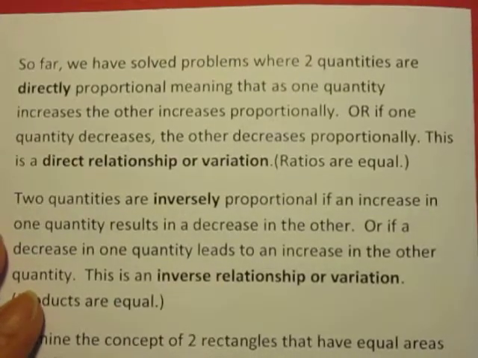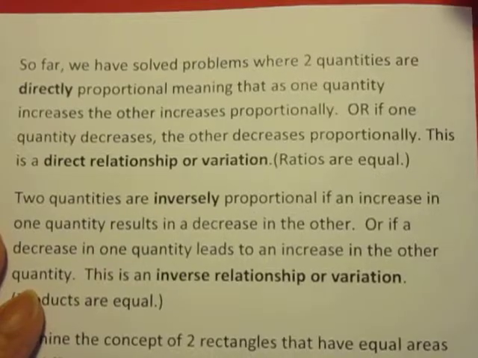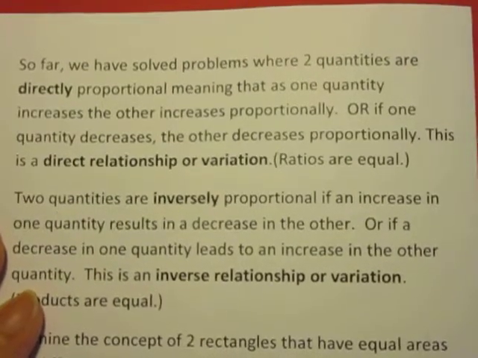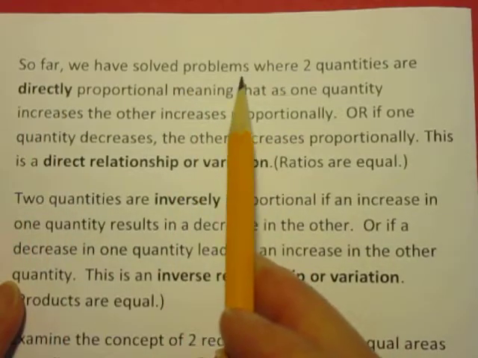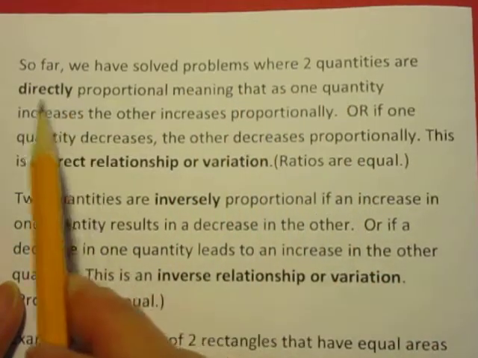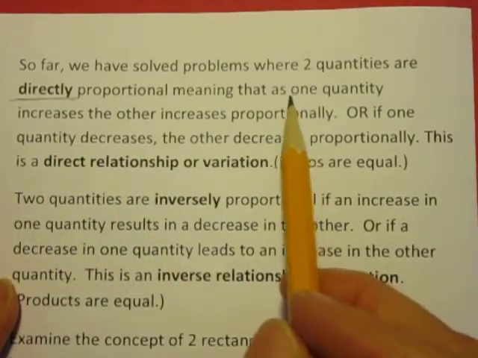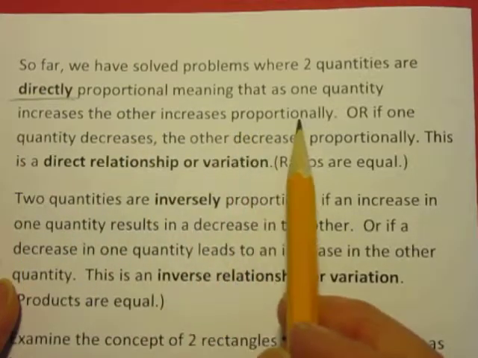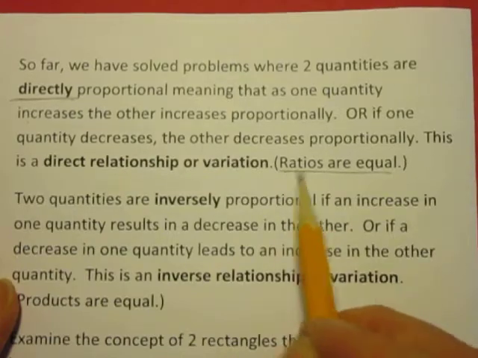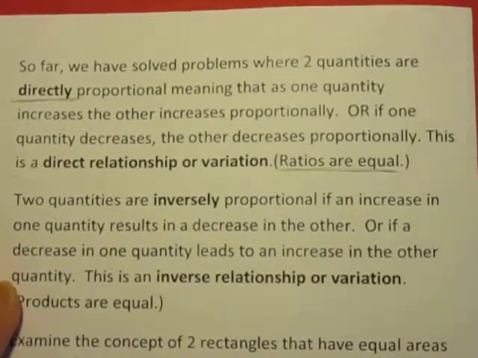Okay, in this lesson we're going to take a look at inversely proportional situations, but I want to back up and compare it to what we've just done. So far we've solved problems where we have two quantities that are directly proportional. And what that means is that as one quantity increases, the other quantity also increases proportionally. So we can set those up as equal ratios, then use our cross multiply and divide skills. That's what we did in our last lesson.